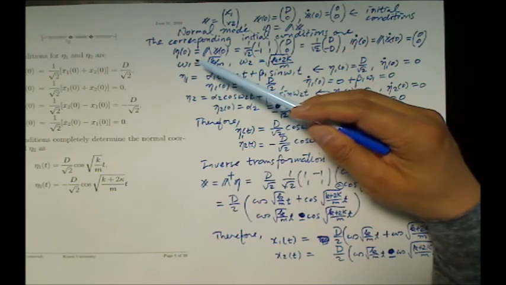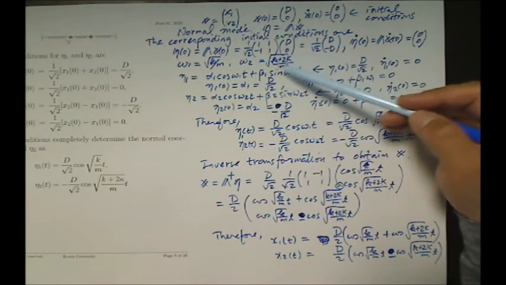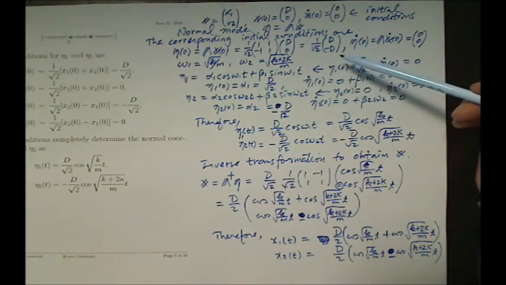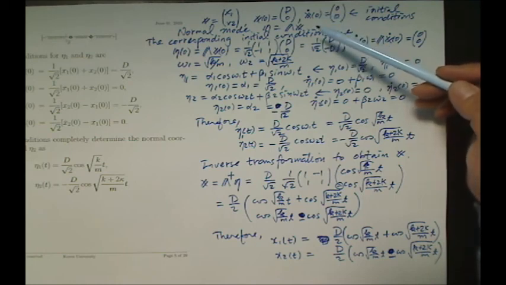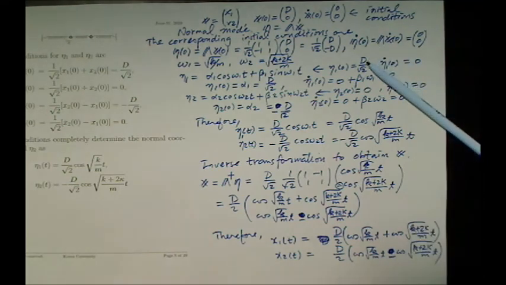So eta 0 can be obtained by multiplying lambda to x0. This value is 1 over square root of 2 times d minus d. Because x1 dot and x2 dot are both vanishing, the initial conditions for eta dot 0 are also vanishing.